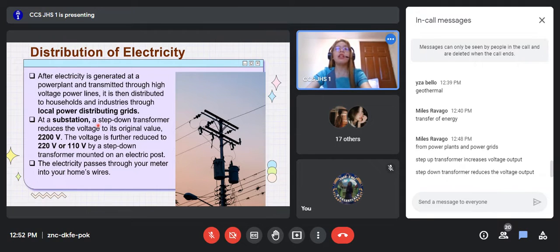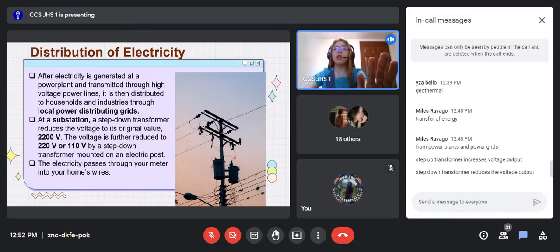So at a substation, a step-down transformer reduces the voltage to its original value. Di ba, after sa iya pag-generate sa power plant, the voltage is originally 2,200. Tapos gi-raise din siya to 220,000. So this time, pag-abot sa step-down substation, ibalik na po siya sa 2,200 voltage or volts. And then the voltage is further reduced pa gyud to the local power distribution lines.